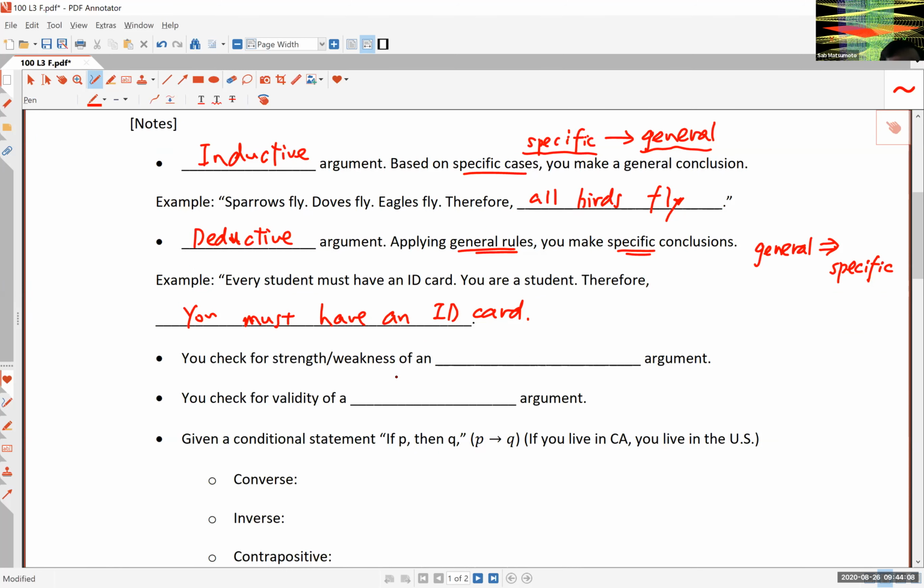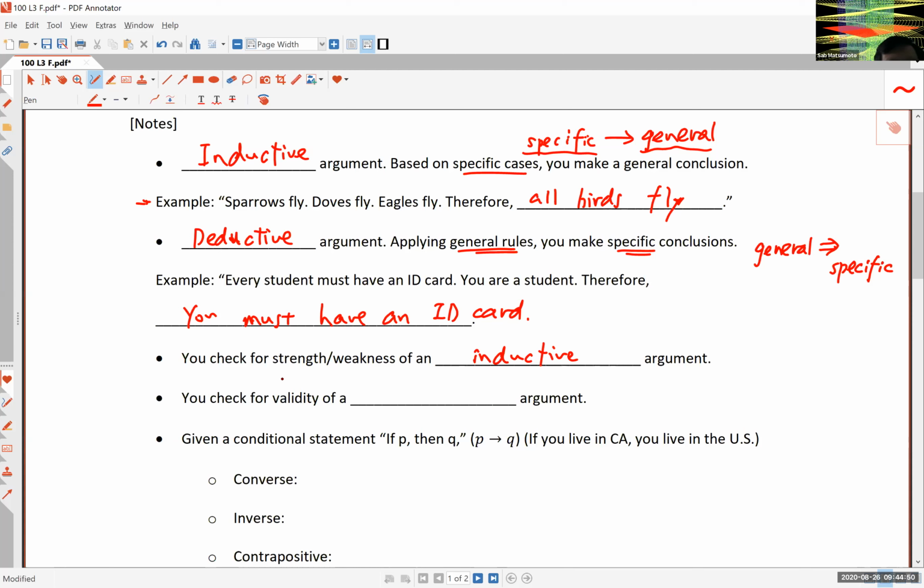Okay, so you check for strengths and weaknesses of an inductive argument. So remember here I said sparrows fly, doves fly, eagles fly. And you can even say crows fly and pigeons fly, and therefore all birds fly. Is that a strong argument? It's not really a strong argument, because you can probably come up with a few counterexamples, right? Like chickens. How about other birds that don't fly? You probably know a few other birds that don't fly. And so this is not a strong argument here.